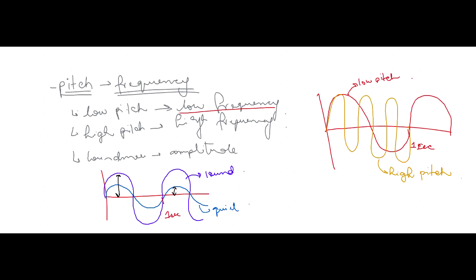The higher the frequency, the higher the pitch. The lower the frequency, the lower the pitch, right? So loudness is related to the amplitude of the sound, while pitch is related to frequency. How many waves are we getting? What does this say?